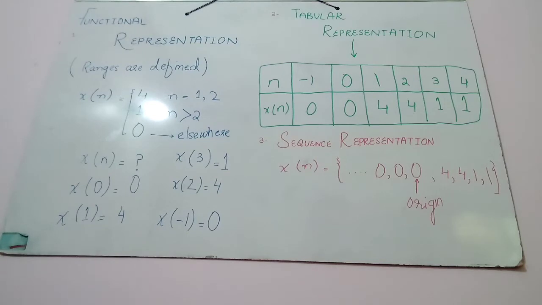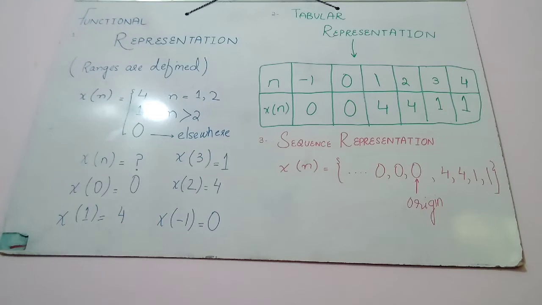Tabular representation. On the tabular representation, you are having two rows. Number one row is of n and the second row is of x[n], and we are having a number of columns in which there are examples. So the value of n here is minus 1, and if you can see on the functional representation column, we are having x[-1] equal to 0. So we are going to continue the same example and the same question. So for minus 1, x[n] is going to be 0.